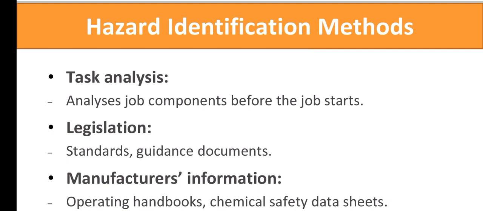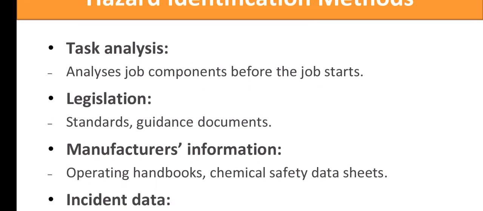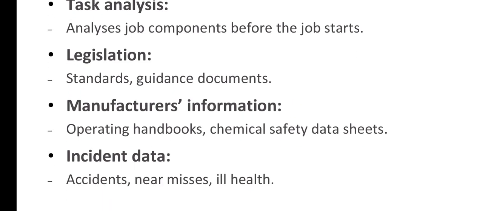The other methods of hazard identification are legislation, standards, and guidance documents. We can identify the hazards from the standards and guidance documents. Manufacturer information: we can find out the hazards from manufacturer's information, that is operating handbooks and chemical safety data sheets. And incident data: accidents, near misses, ill health. We can find out the root causes and the immediate causes, and from that we can find out the hazards.